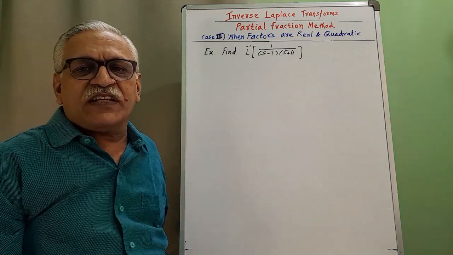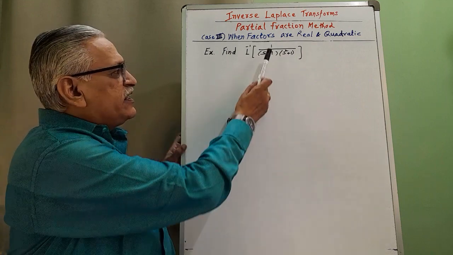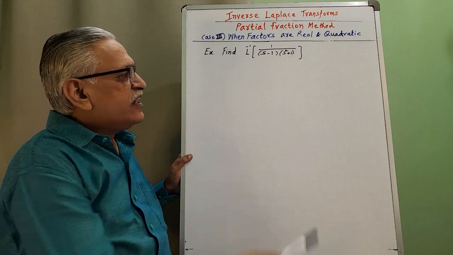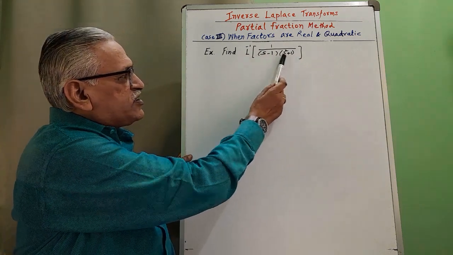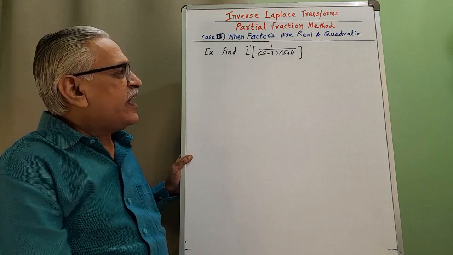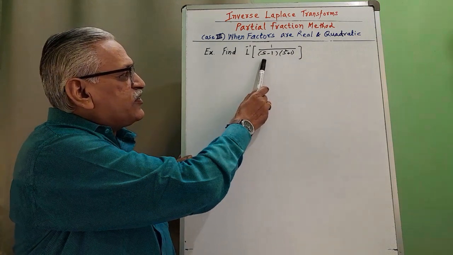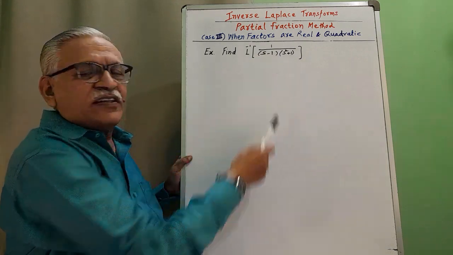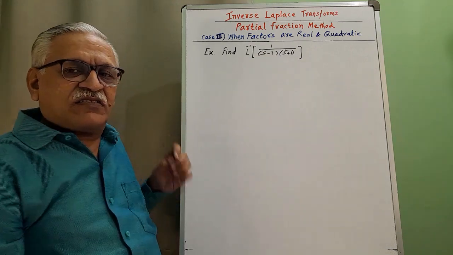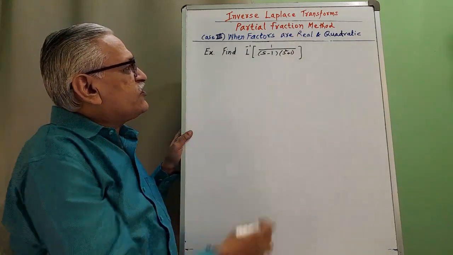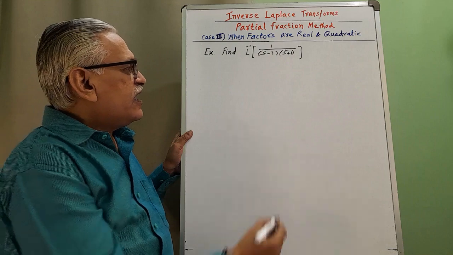First we check whether it is a proper fraction or not. The degree of the numerator is 0 here and the degree of the denominator is 3. 0 is less than 3, therefore it is a proper fraction. Then if we see the factors, the first factor is real and distinct. The second one is a quadratic factor, and as the factor is quadratic, we have to use this partial fraction method. What is the technique?